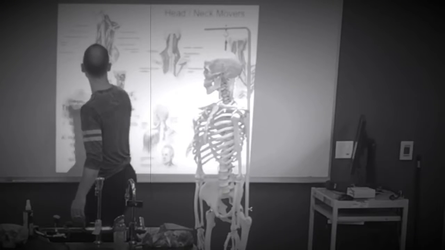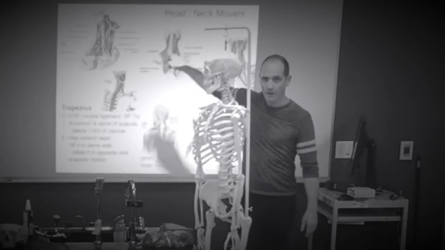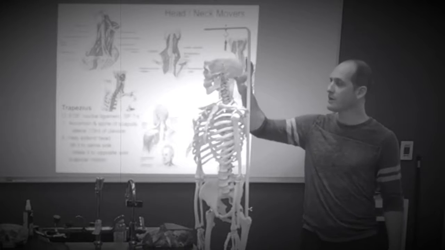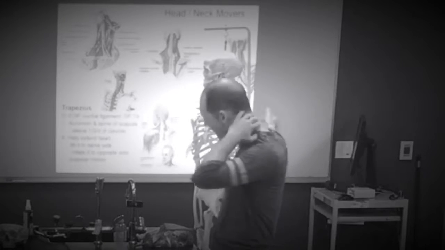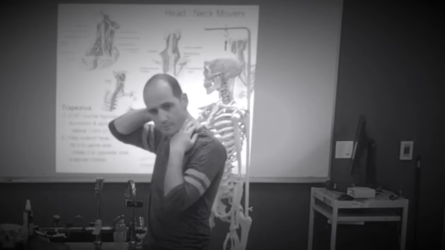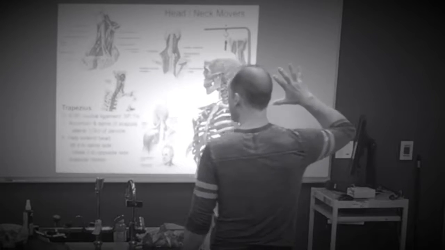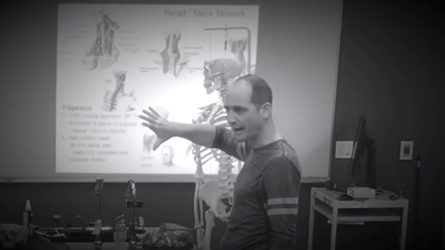This section here is the head and the neck. So we're looking at stuff that can move up here. Move the neck around and move the head around. If we go in the back, we got a few layers of muscle in the back.